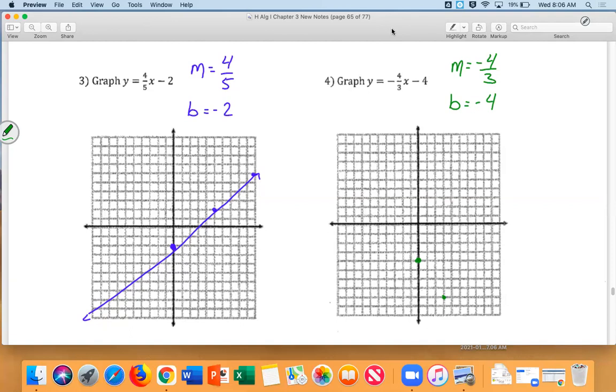So to get to this point, you had to go down 4 and to the right 3 from something. What I like to think about is, let's just work backwards. I'm going to go 1, 2, 3, 4. So instead of going down 4, I'm going to go backwards, which is up 4 and to the right 3. Notice that point is now in line with my other ones.